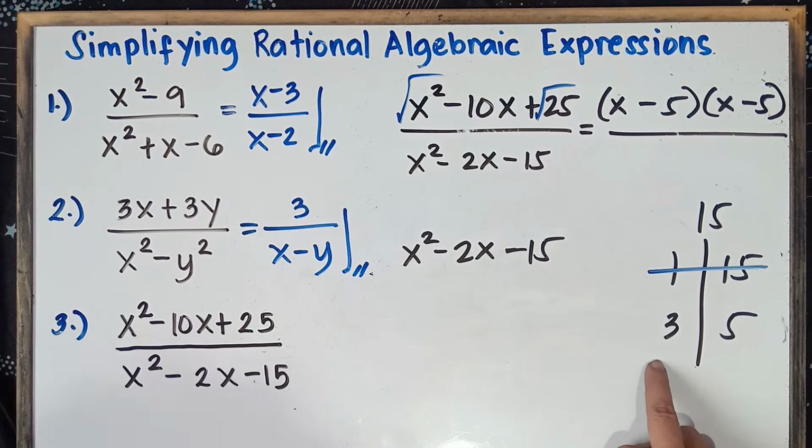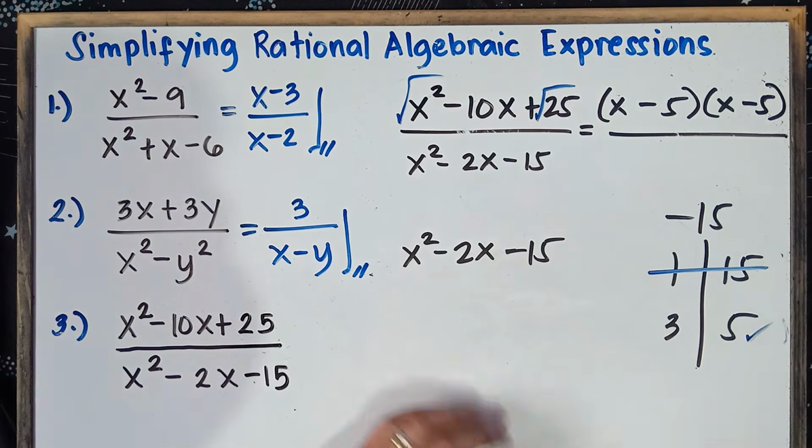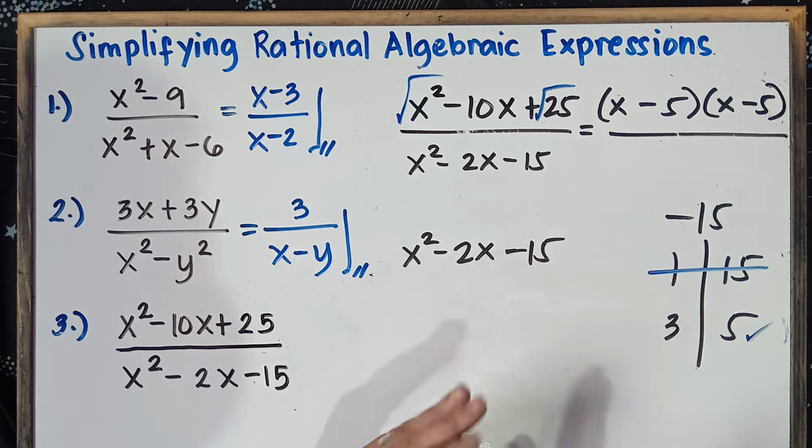How about 3 and 5? If we add 3 plus 5, that would be 8. If we subtract 5 minus 3, that would be 2. So therefore, we can select this one. Now, since this is negative 15, one number should be negative.